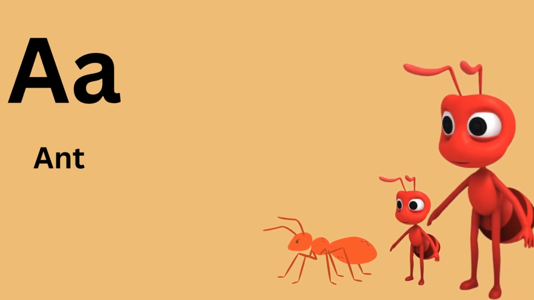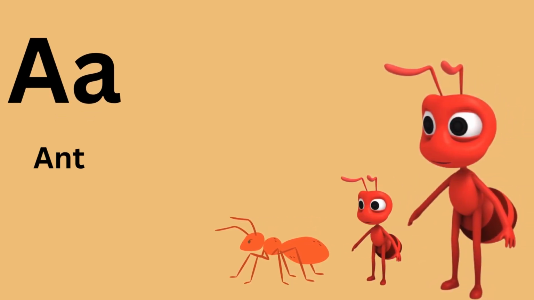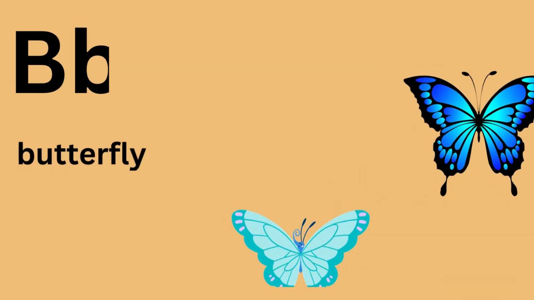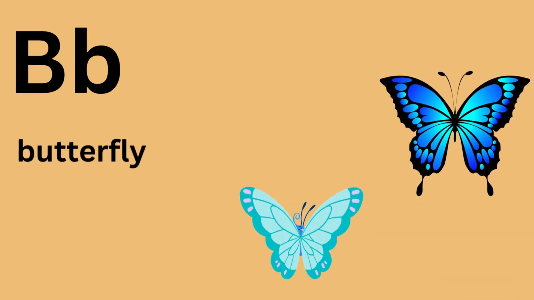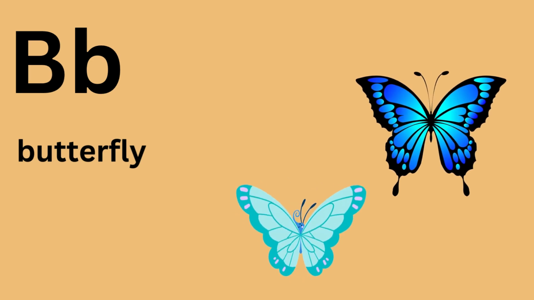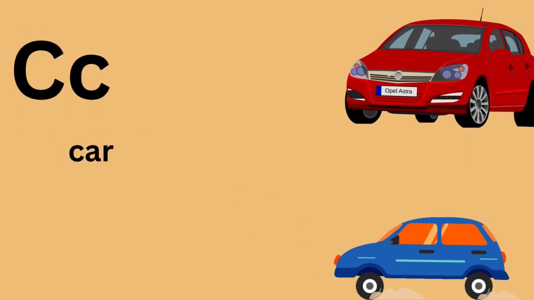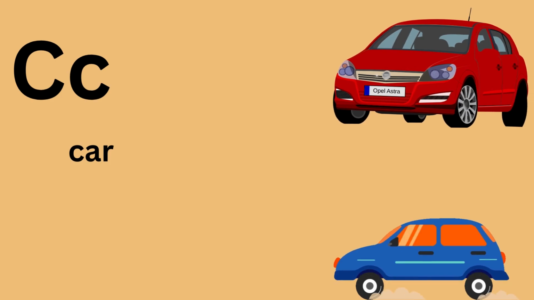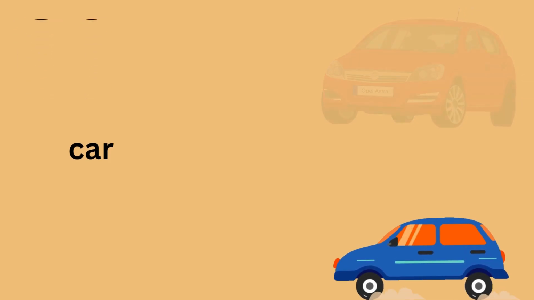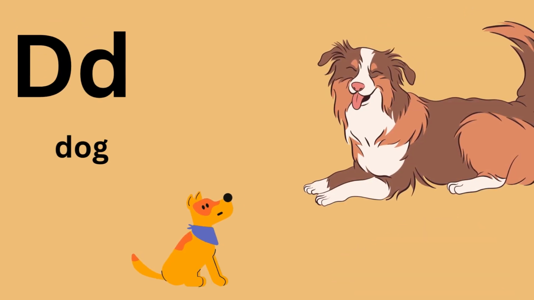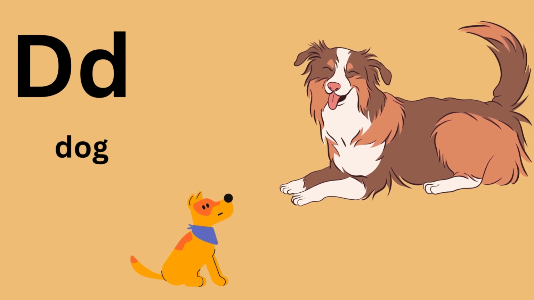A for ant. A for ant. B for butterfly. C for car. C for car. D for dog.